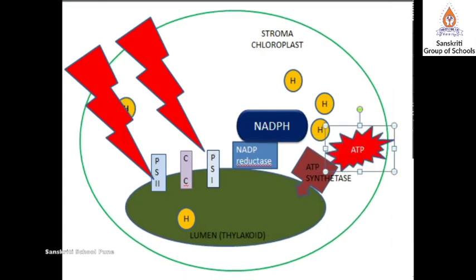Now see, protons are moved out and ADP is with ATP synthetase, so ATP is formed. Now, this NADPH and ATP, which are formed in the process of the light reaction, these two products will be used in the dark reaction or the Calvin cycle, which is independent of light.